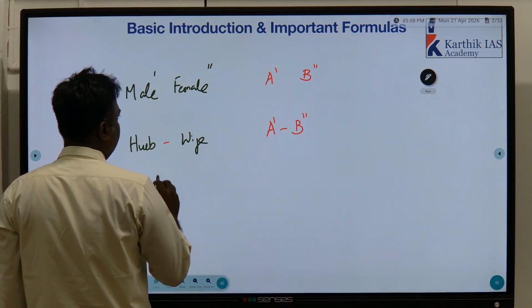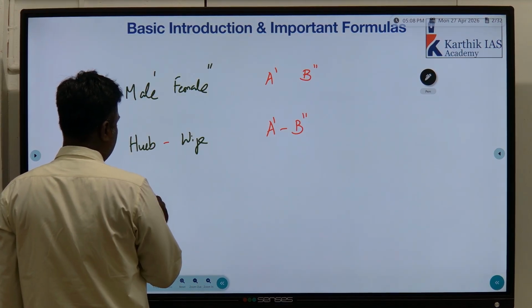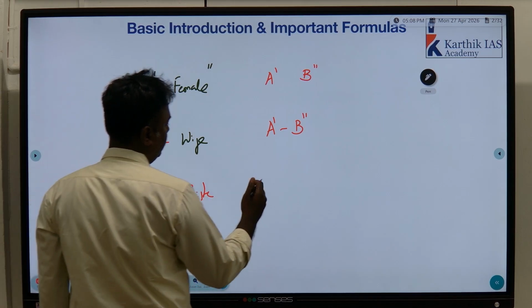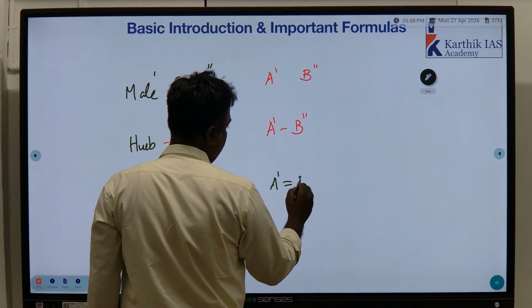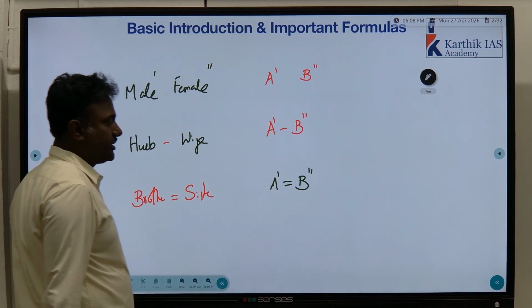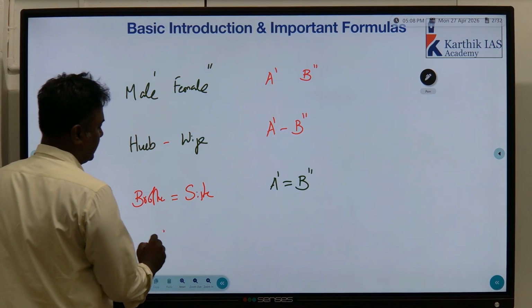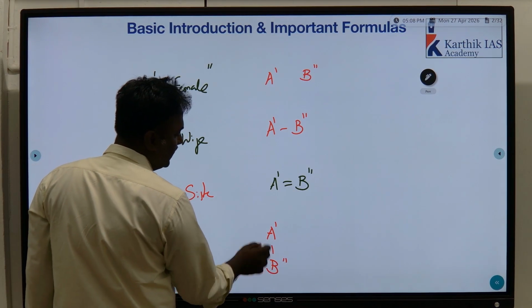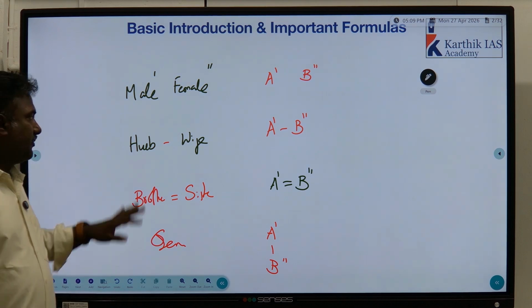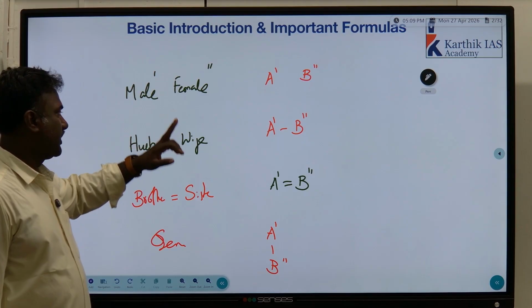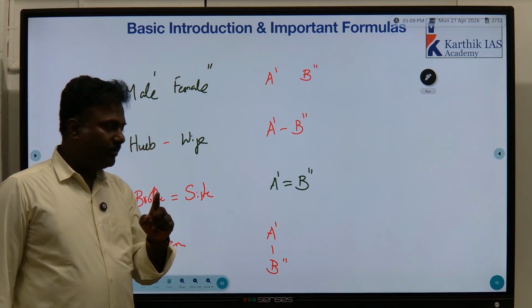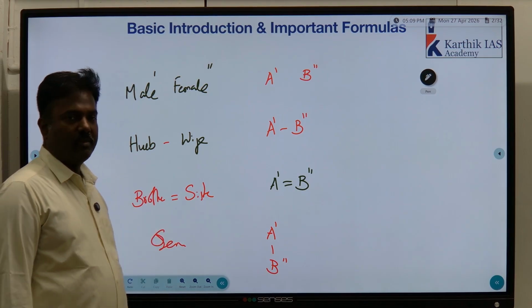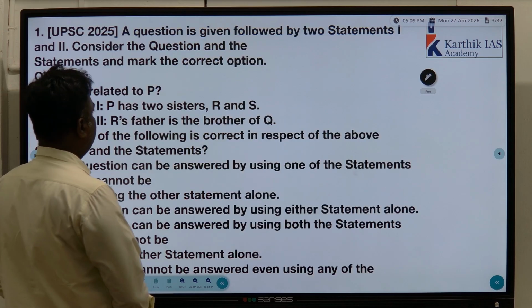Understand? Then brother sister. Brother sister means I'm going to connect with a double bar. So if I connect like this, A is the brother of B, B is the sister of A. Then generations. Generations we know: A is the father of B, B is the daughter of A. Just these 4 notations we are going to use. Male, female representation, husband and wife connected with single bar, brother, sister connected with the double bar, and then generations, obviously vertical bar. With this we can start the question.